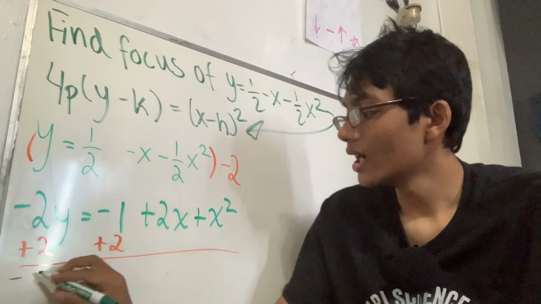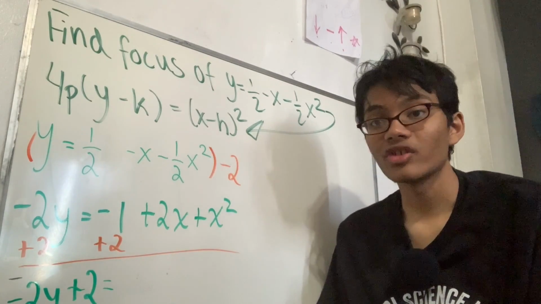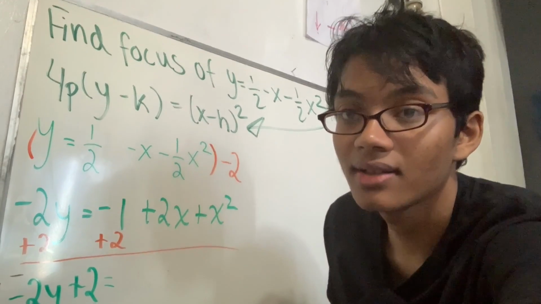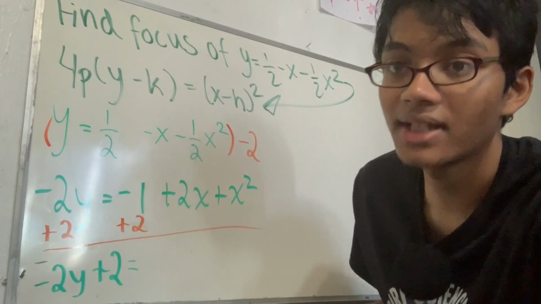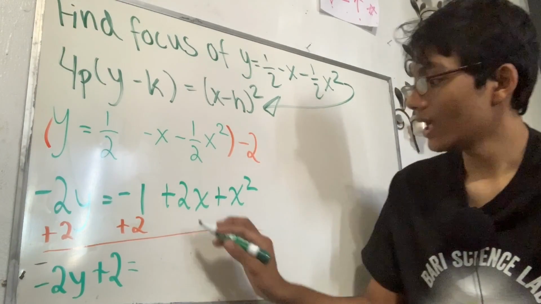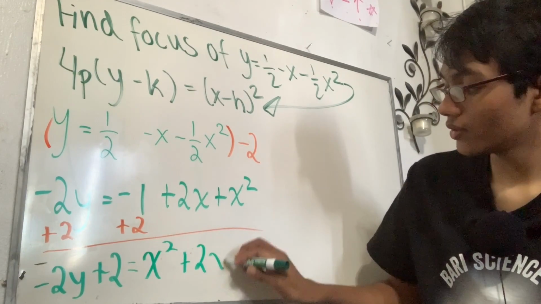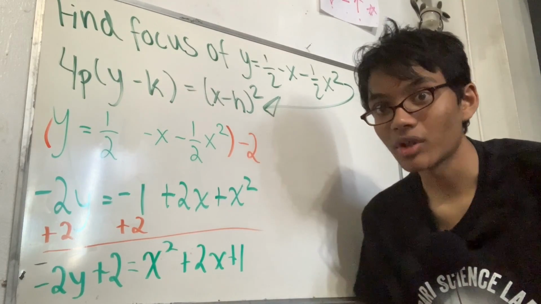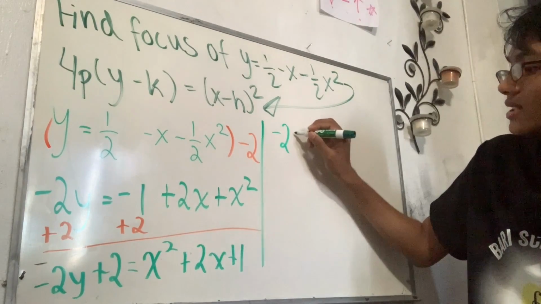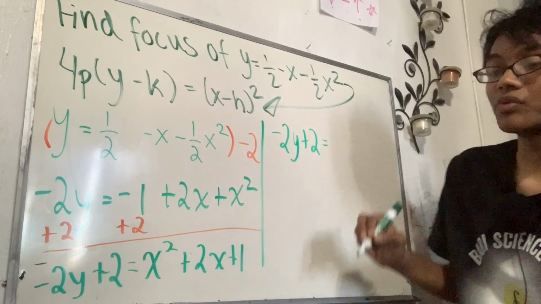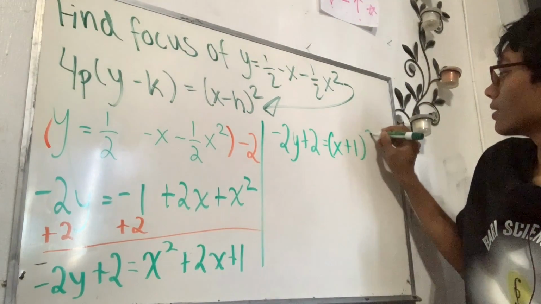So on the left hand side, I'm going to end up with minus 2y plus 2. On the right hand side, hopefully everyone can see that. If not, let's put down the screen. So on the left hand side, as you can see, I just got minus 2y plus 2. And on the right hand side, what am I going to get? I'm going to get x squared plus 2x plus 1. And of course, hopefully everyone recognizes that. That's a binomial square, ladies and gentlemen. So on the left hand side, we have minus 2y plus 2. On the right hand side, we just have (x plus 1) squared. Just like that.